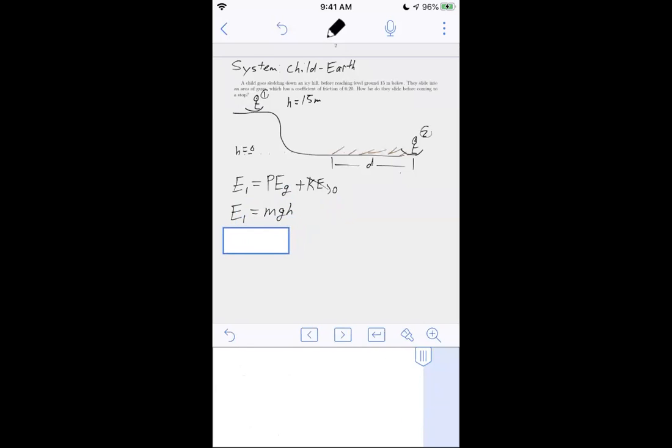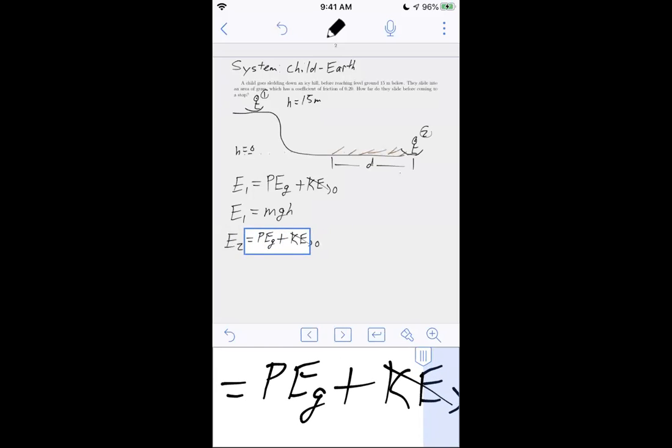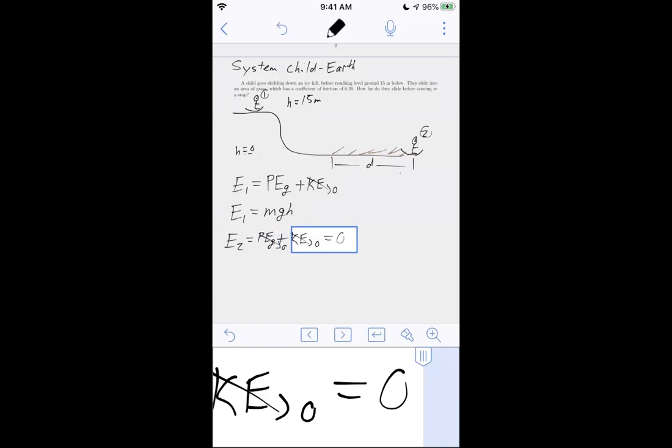Okay, how about the energy at point 2? Right, so potential energy due to gravity, plus kinetic energy. Well, let's look at the problem statement. It says that they are coming to a stop. So that means the kinetic energy is 0, and they're at the bottom of the hill, so the potential energy due to gravity there is 0. So that means our energy at point 2 is just 0.